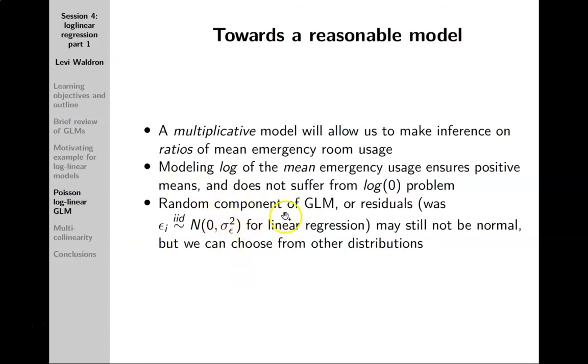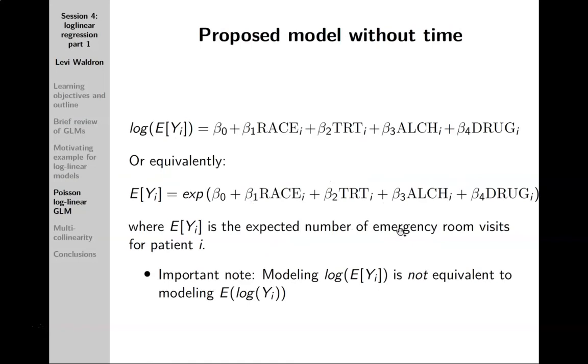The random component of this GLM, the residuals, is still not going to be normal. That's where the Poisson distribution is going to come in. And there are other choices as well besides Poisson.